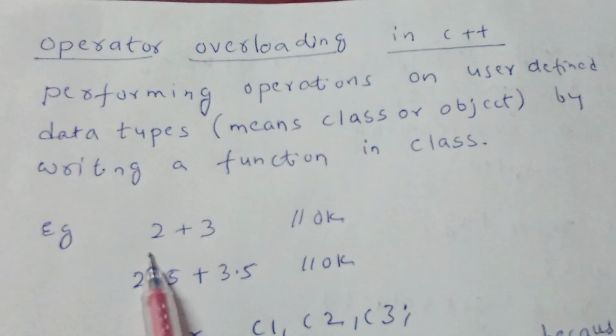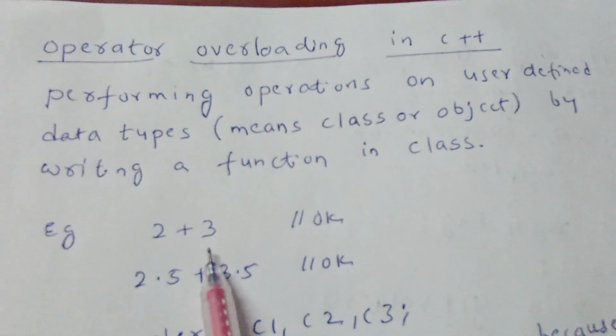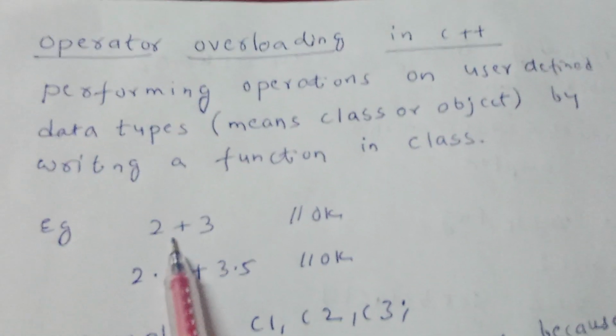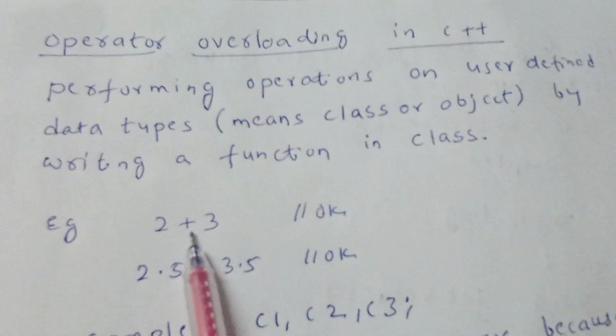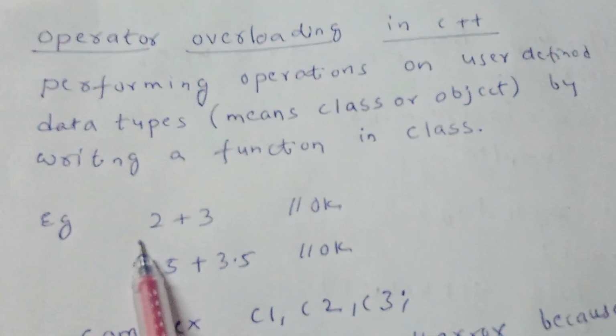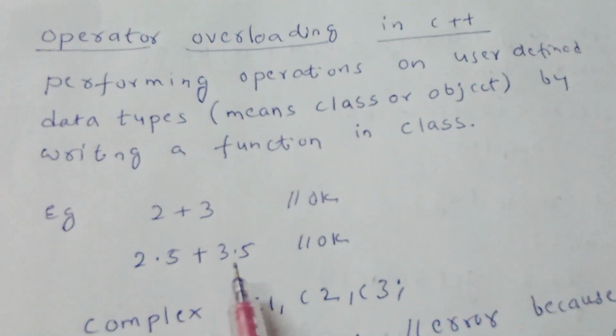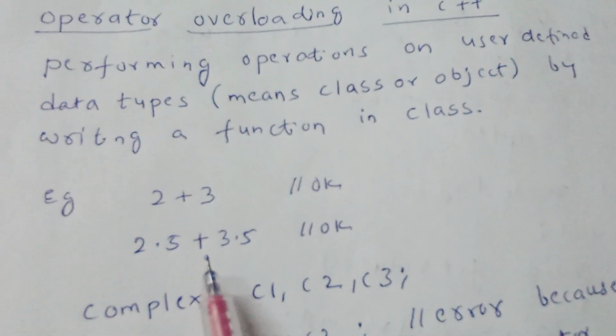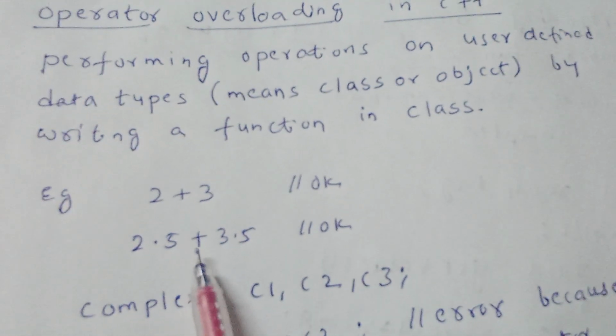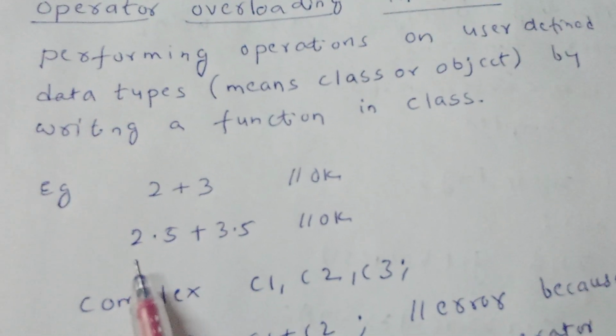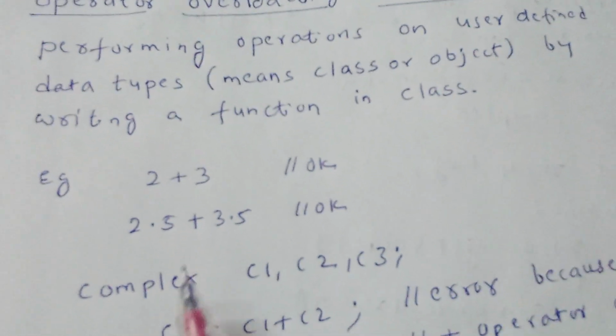Suppose you are writing a statement like 2 plus 3 in a C++ program. This is a valid C++ statement because the plus operator is defined on the two integers 2 and 3. Similarly, if you write 2.5 plus 3.5, this is also a valid C++ statement because the plus operator is defined on two floats, 2.5 and 3.5.